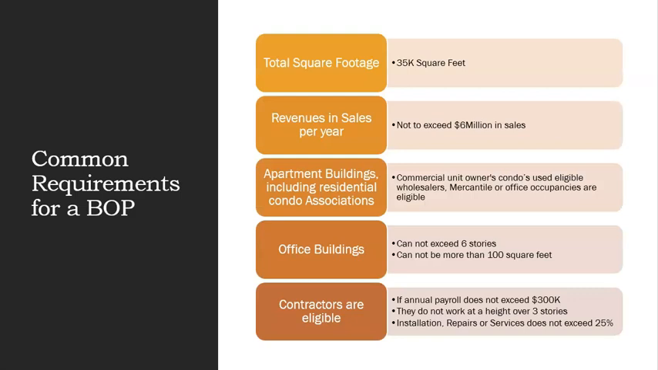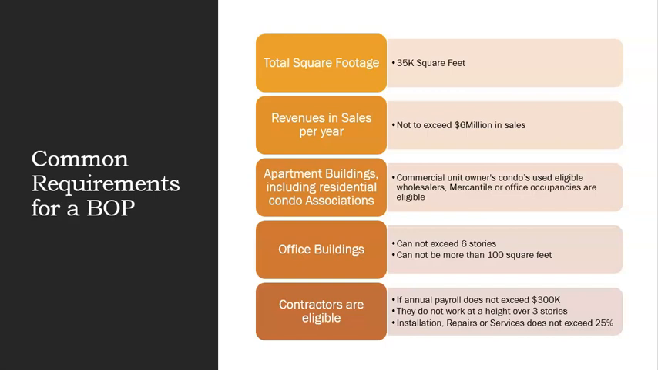So there is a certain eligibility that has to be met in order to qualify for a business owner's policy. Keep in mind, insurance companies tend to have their own set of requirements. However, there is a handful of common requirements that you're likely to see on most business owners' policies. Generally, the square footage of a space the company has cannot exceed 35,000 square feet in total floor area. The annual gross sales of a company cannot exceed 6 million a year. Now that can vary.